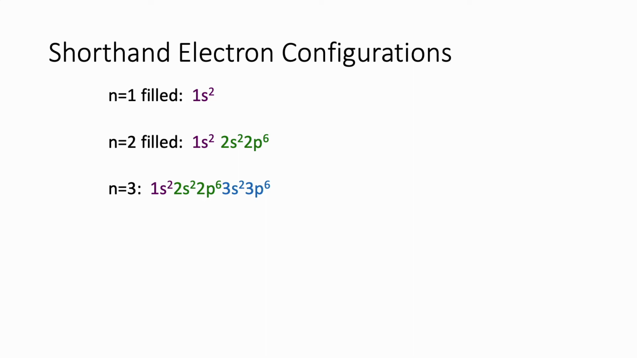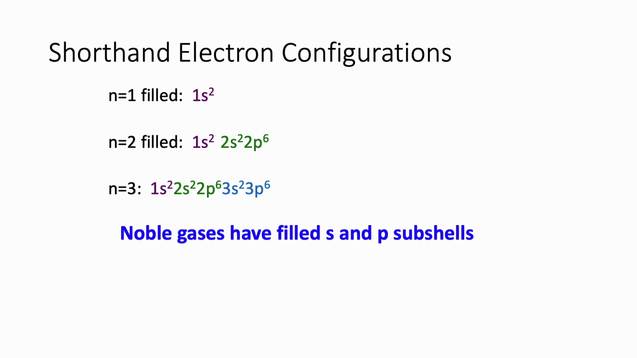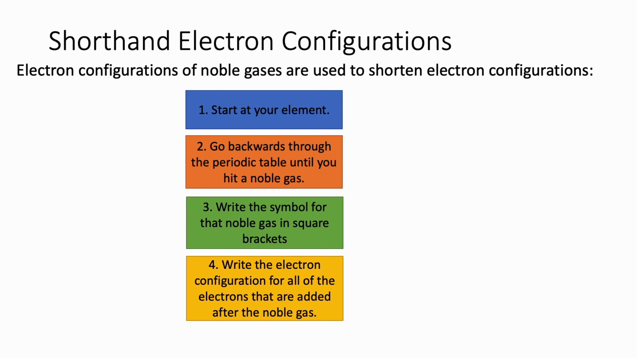Now, note that we aren't filling the d shells, and the reason we do that is because the d shells fill up after we start going into n equals 4. So basically, if you fill the s and p shells, you end up with all the noble gases over on the right-hand side of the periodic table. So we're going to use these noble gases as benchmarks. So basically, what you're going to do is find the noble gas that is just before your element on the periodic table.